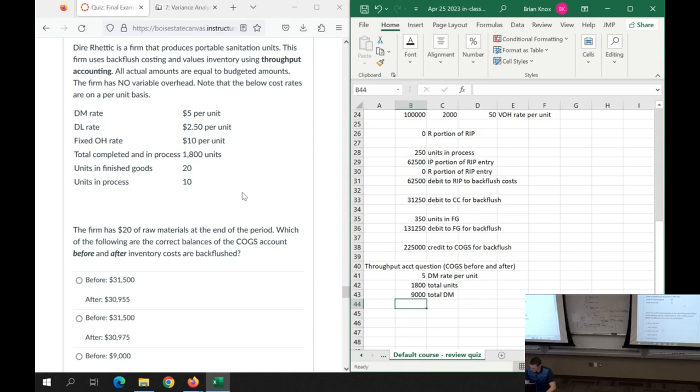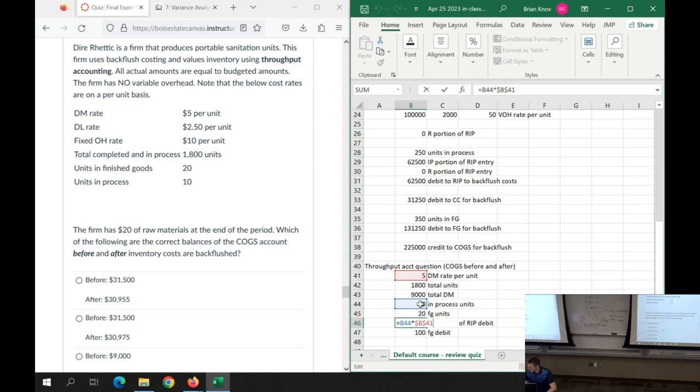Okay, great. Now we have 10 units in process and 20 units in finished goods. Hold on. And we can multiply those by the DM rate to see how much cost is going to be backflushed to those two. This is the in-process portion of the RIP debit, and this is the finished goods debit. The debit to finished goods going to be backflushed.